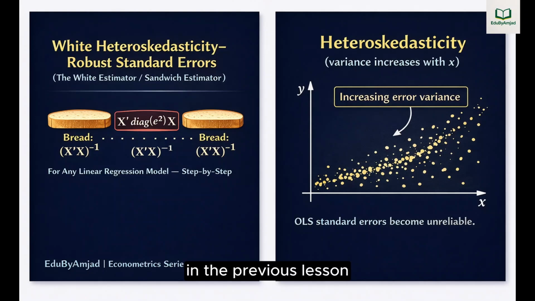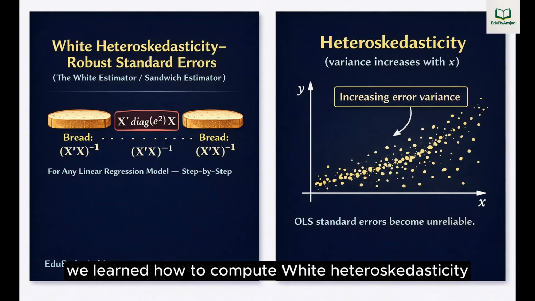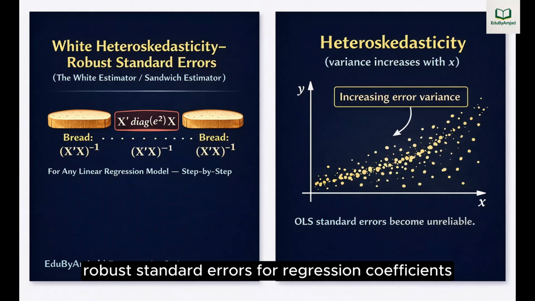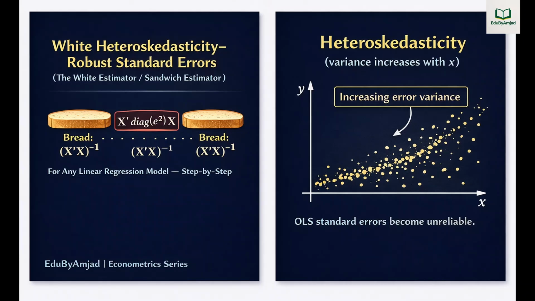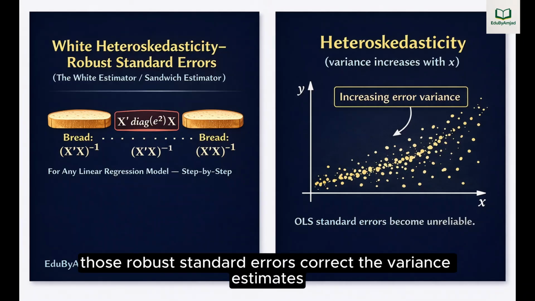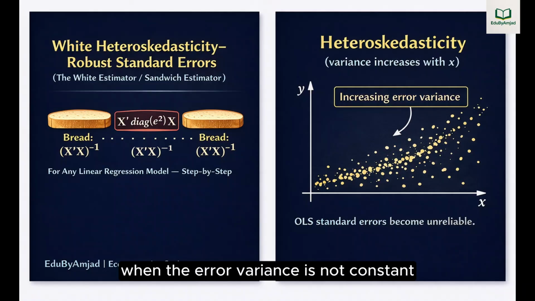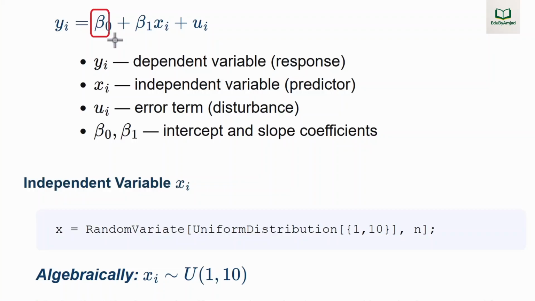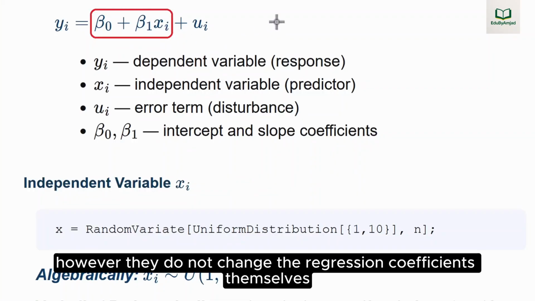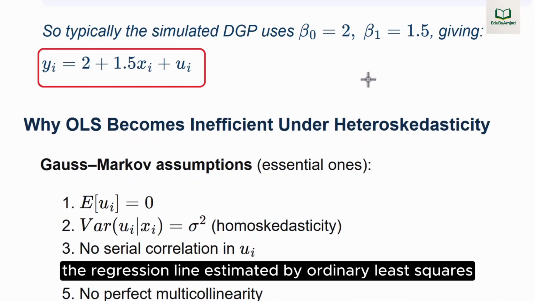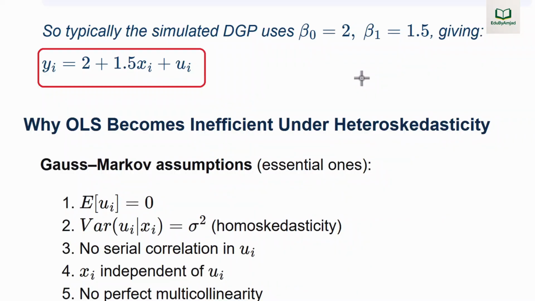In the previous lesson, we learned how to compute White's heteroskedasticity robust standard errors for regression coefficients. Those robust standard errors correct the variance estimates when the error variance is not constant. However, they do not change the regression coefficients themselves. The regression line estimated by ordinary least squares remains exactly the same.